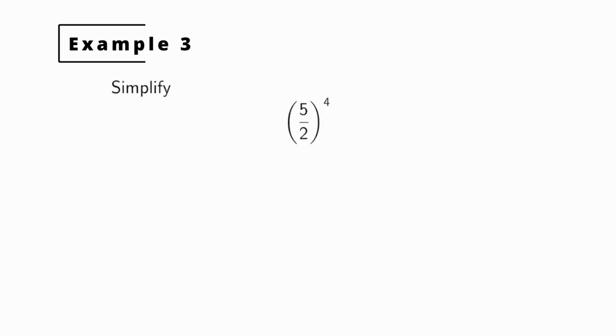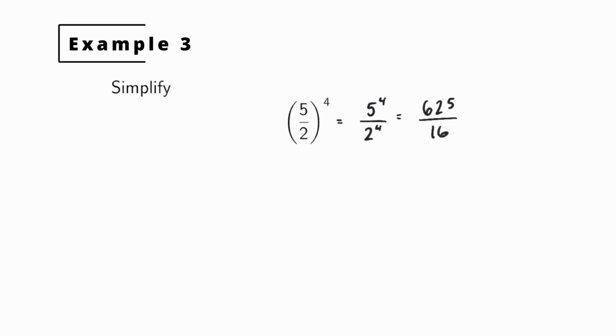Our final example is actually the most straightforward. If I want to raise 5 over 2 to the 4th power, this is equivalent to taking the numerator to the 4th power divided by the denominator to the 4th power. Simply take both numerator and denominator and raise it to that power. So using a calculator, we can see that 5 to the 4th is 625, and 2 to the 4th is 16, and we're done.